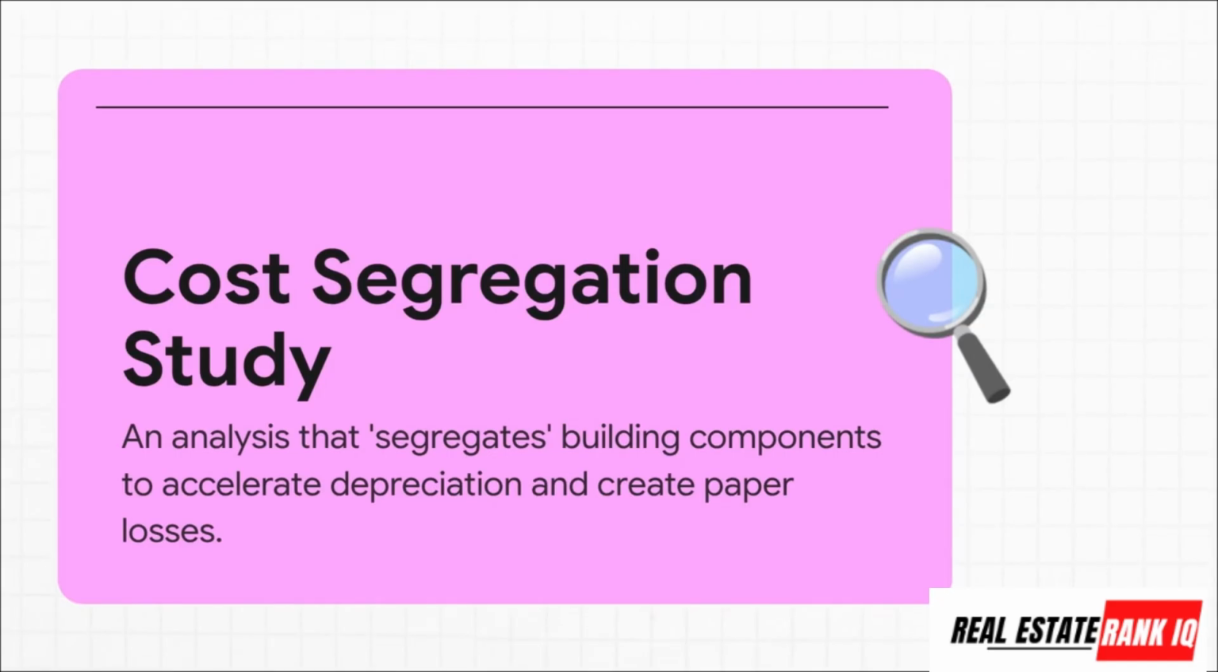So how do you create this giant paper loss, especially in year one? The magic tool here is a cost segregation study. You see, the IRS says you have to depreciate a residential building over 27.5 years and a commercial one over 39 years. But think about it, a building isn't just one thing.